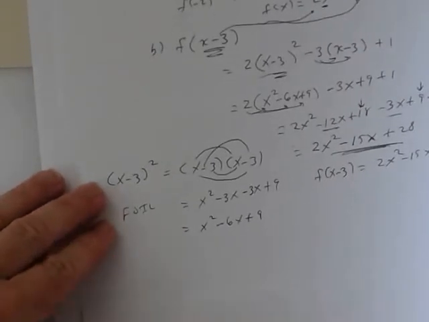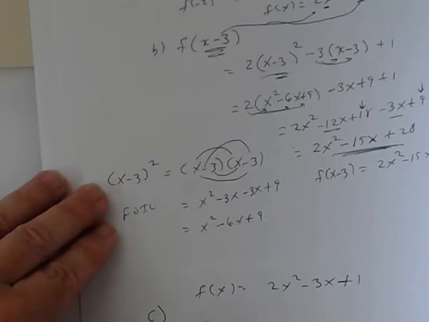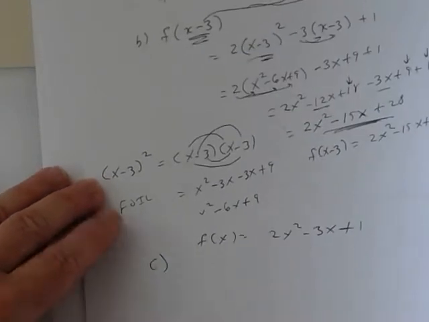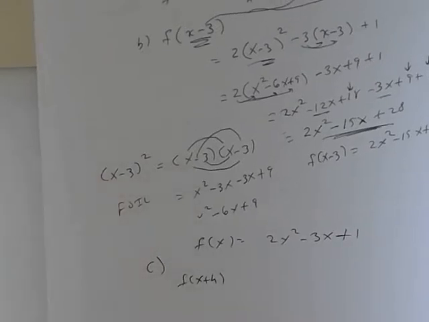All right, C. So remember, f of x is 2x squared minus 3x plus 1. Now I want to find f of x plus h. So you see that x plus h, that's going to be in your difference quotient. So you need to be able to manipulate a function at x plus h, because when we do the difference quotient, that's going to be there.